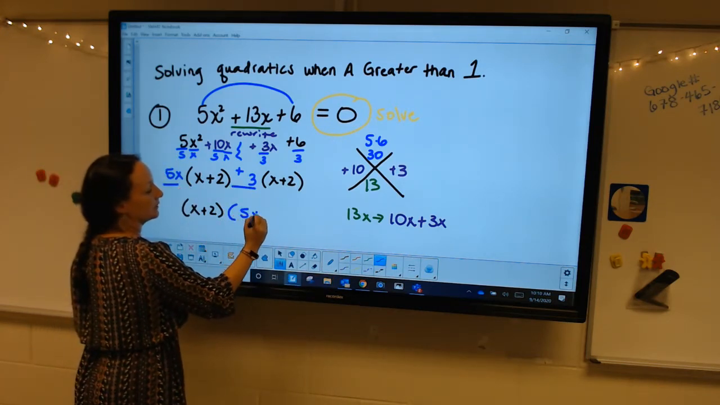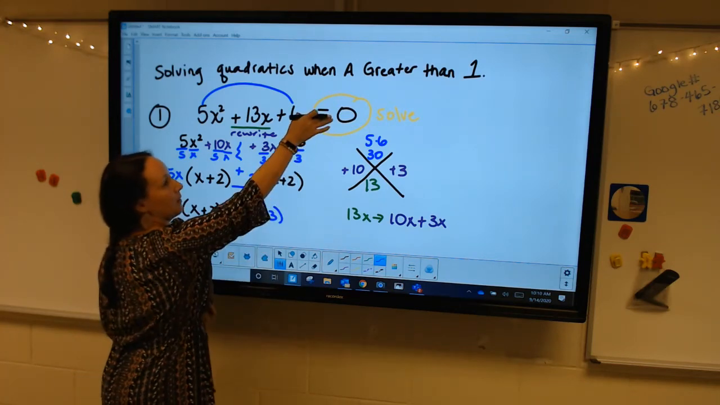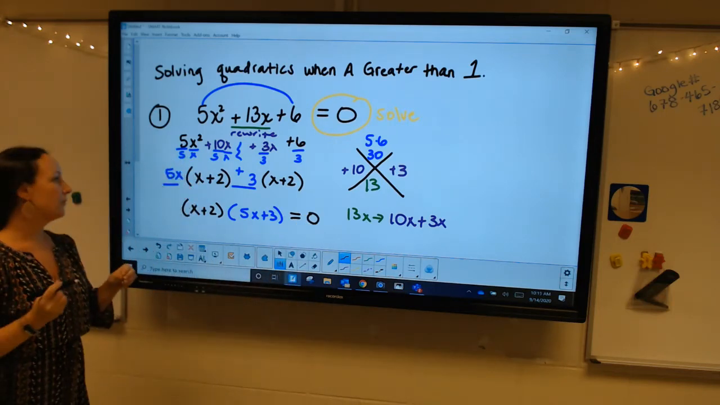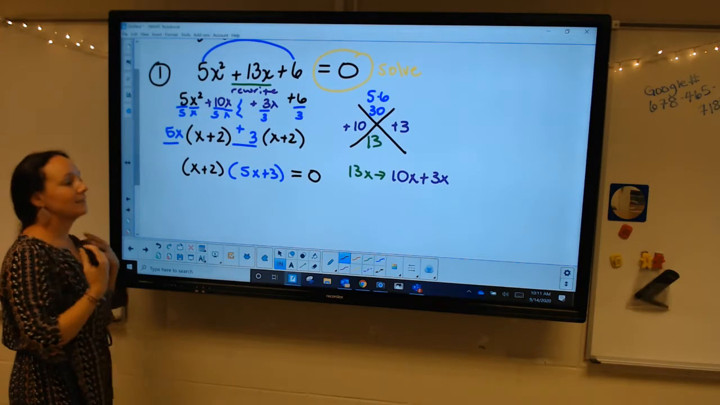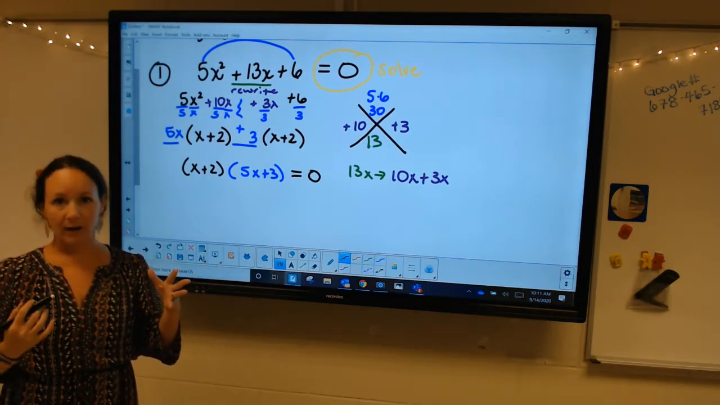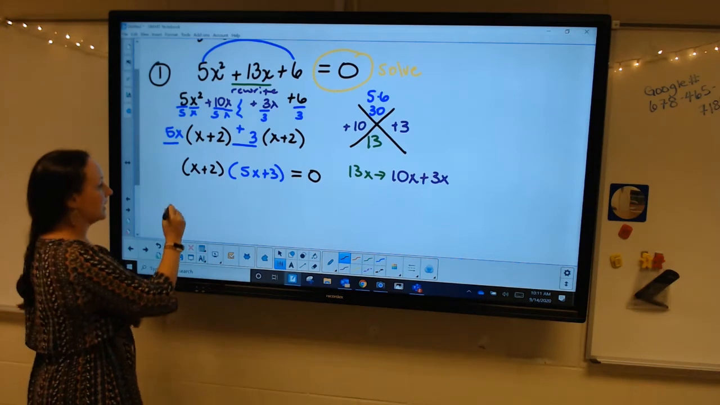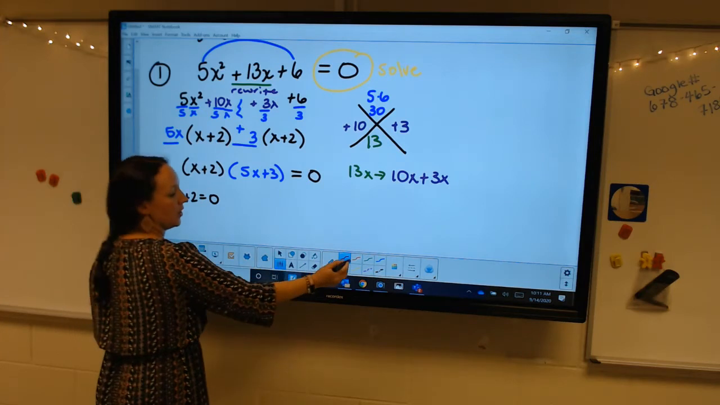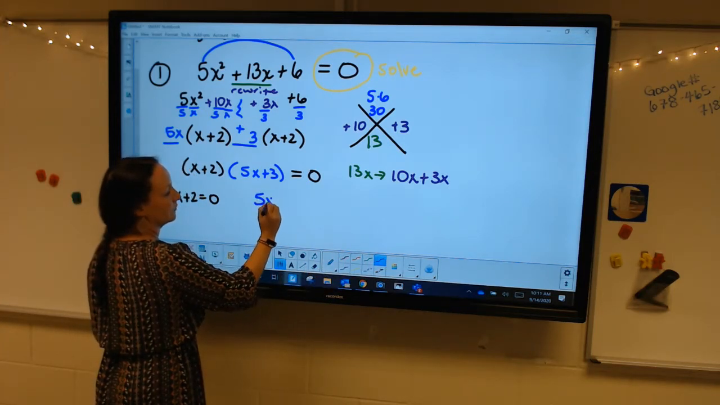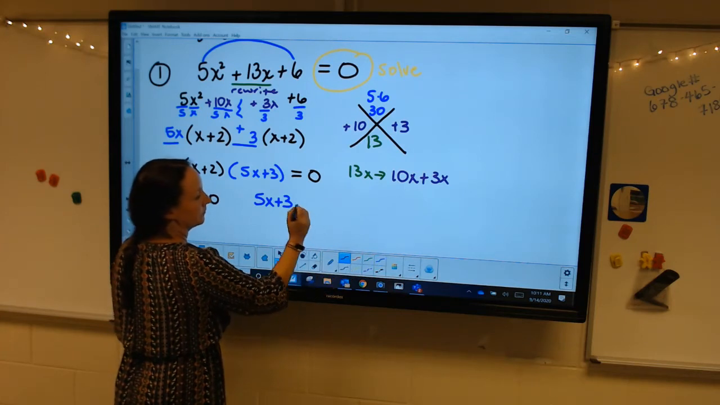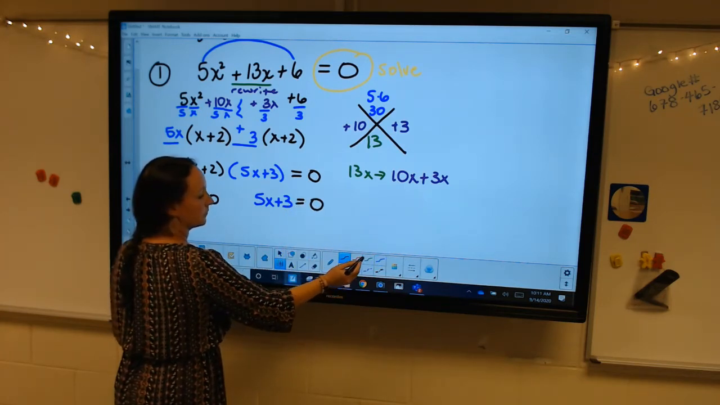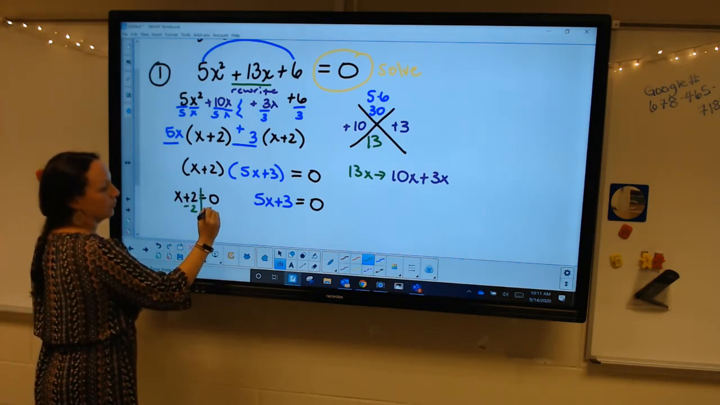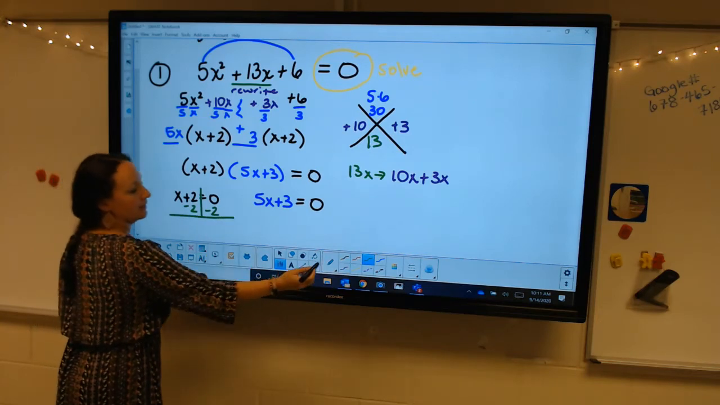So 5x plus 3. This problem is still set equal to 0. So I'm going to make sure I put that on the factored form just as a reminder to myself that I need to take this one extra step. So we're going to set each parenthesis equal to 0 in order to solve. So on this first problem, we'll subtract 2 from both sides in order to get x by itself.